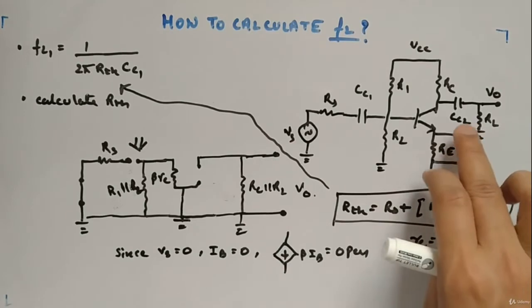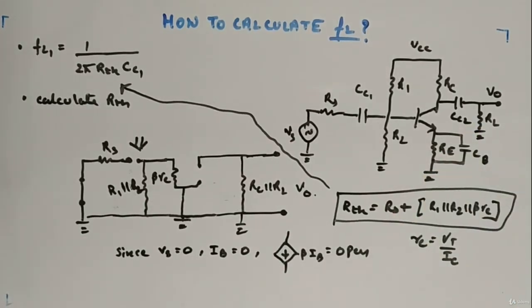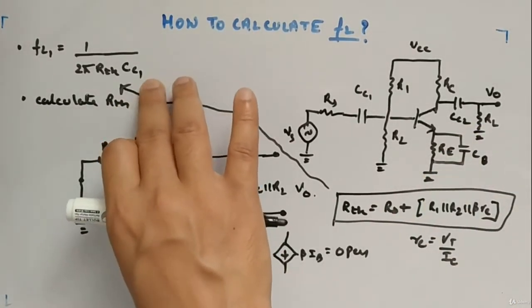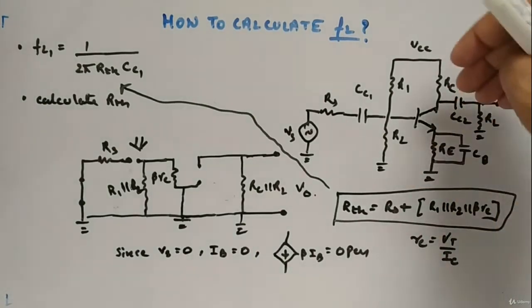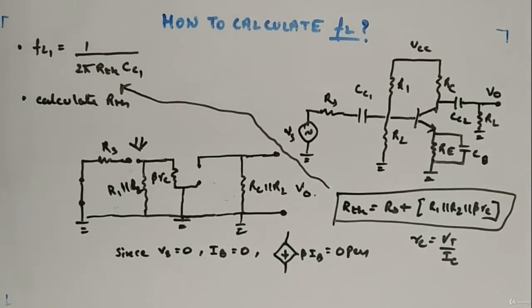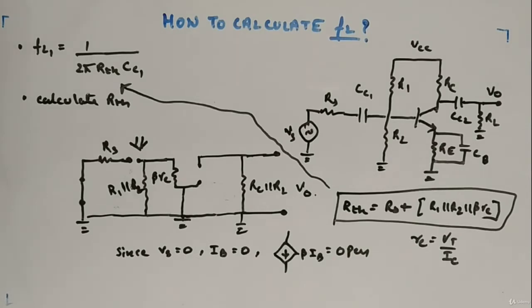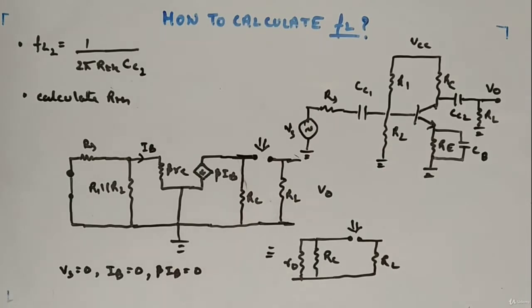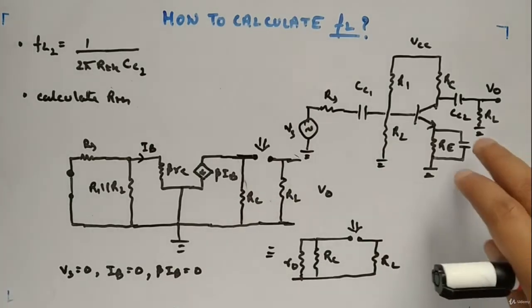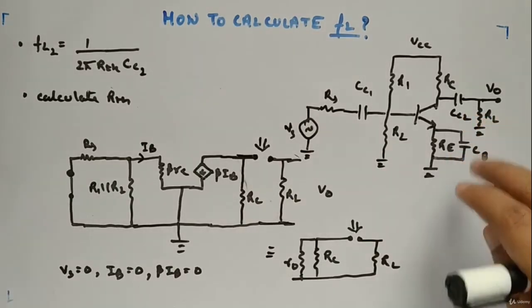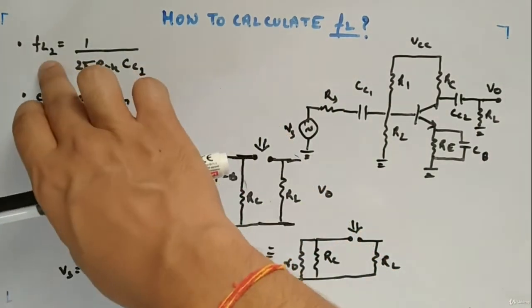Now we will go for this guy. Same procedure we will do for CC2 as well. We will write CC2 here, and we will look at the Thevenin resistance looking from this capacitor. Okay, let's move on. So now let's do the same thing with CC2. So now here it is CC2, FL2.